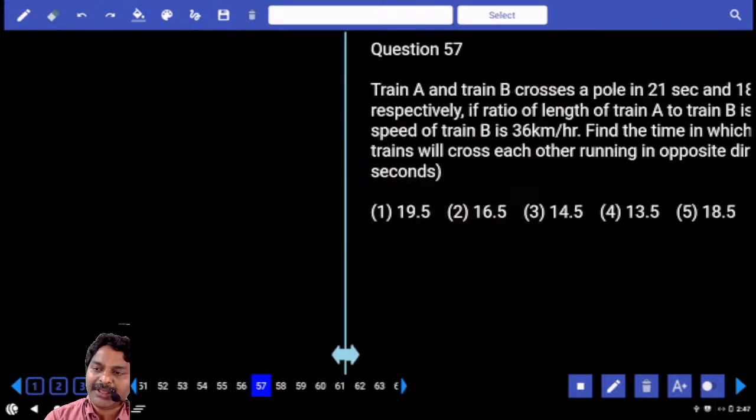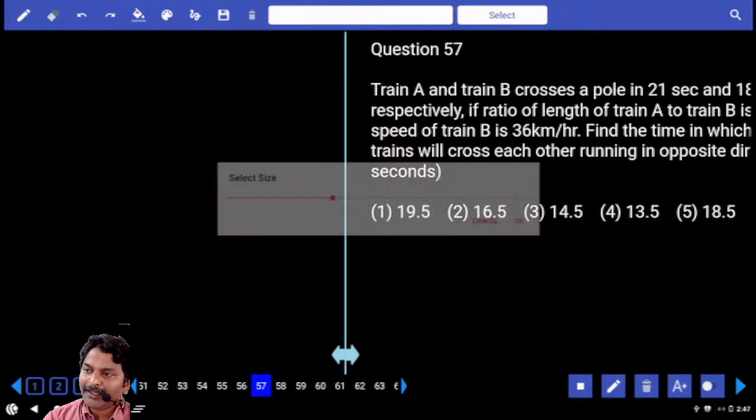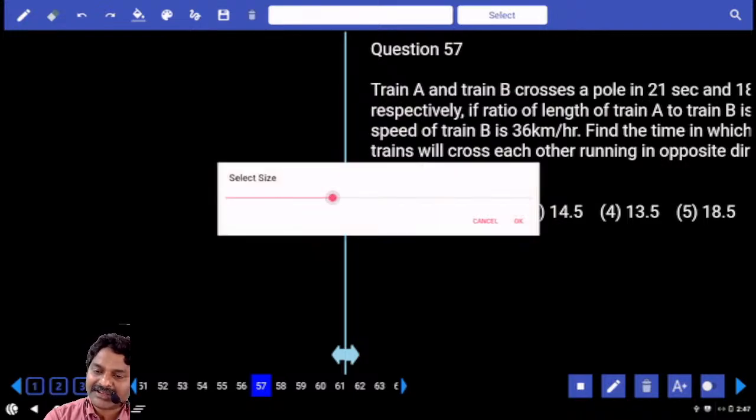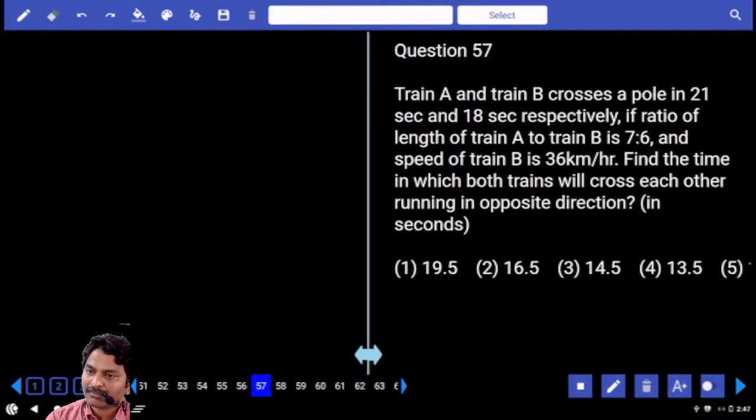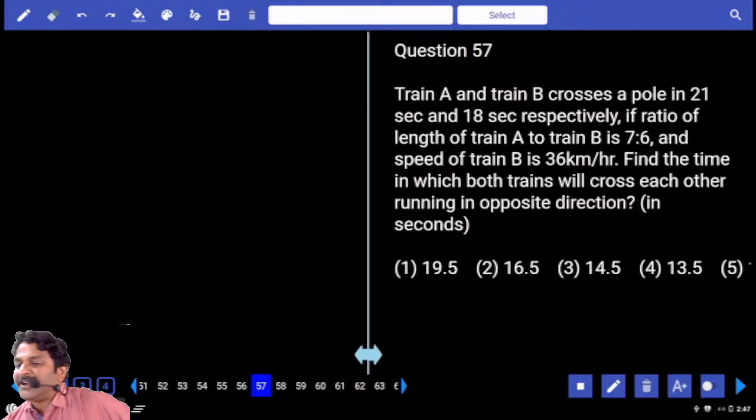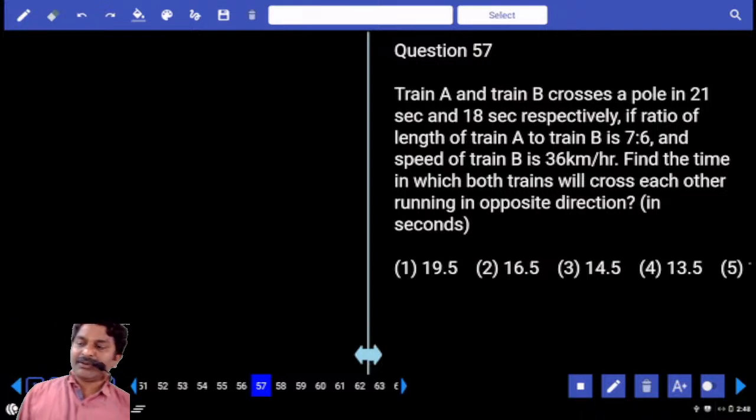Train A and train B crosses a pole in 21 seconds and 18 seconds respectively. If the ratio of length of train A to that of B is 7:6 and the speed of train B is 36 km/h, find the time in which both the trains will cross each other running in opposite direction.